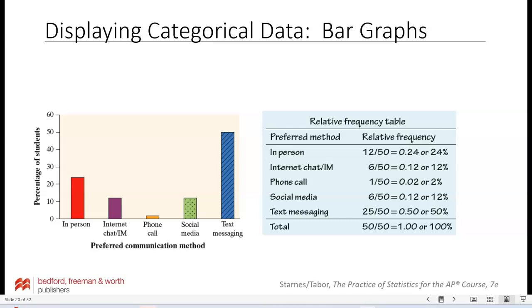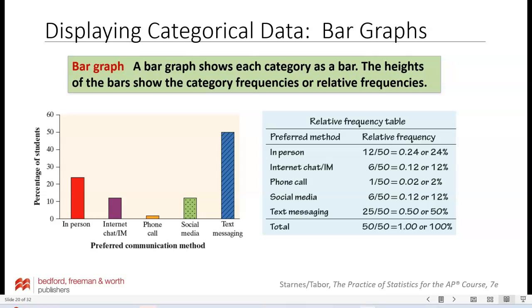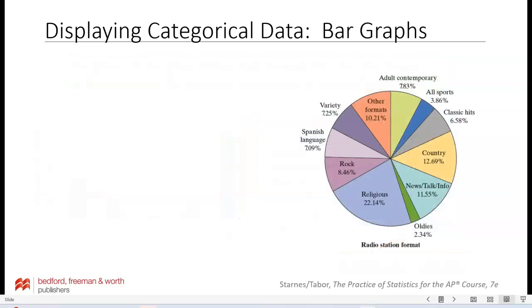And so you get those by counting up how many of each one that you have. I think you had 25 out of 50 were text messages. That's 50%. So you draw up the bar to 50%. Notice the x-axis there. It's not really in any particular order. It's not necessarily from descending order to ascending order or something like that. You can just put them in the same order they started with. It would be fine. Each category is a bar. The heights of the bars show the category frequencies, or in this case, relative frequency, because they're percentages.